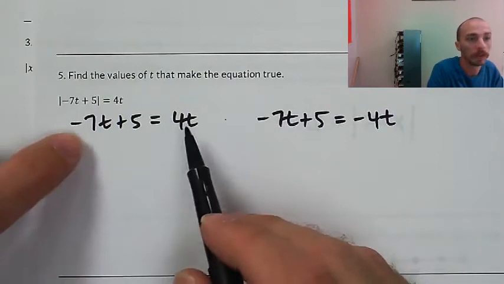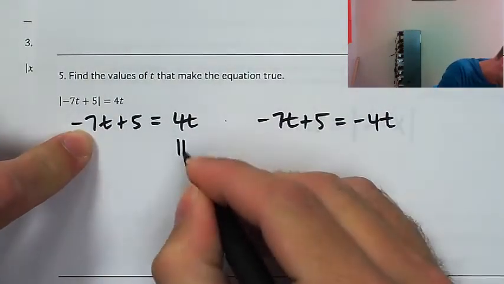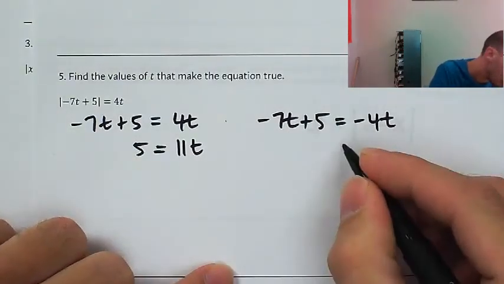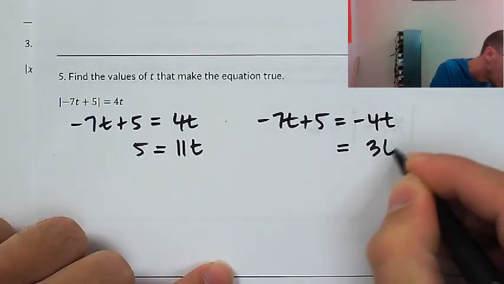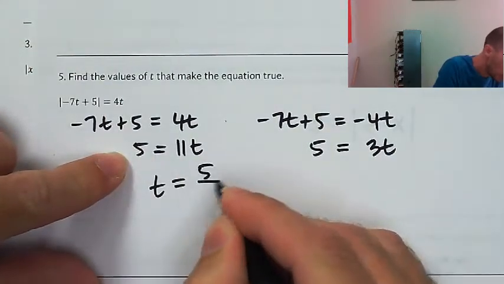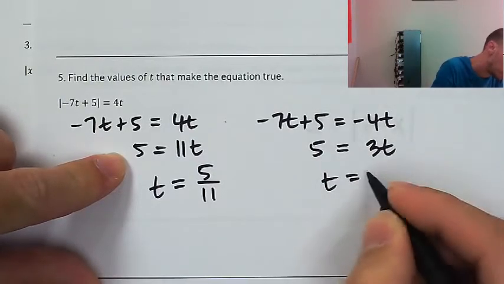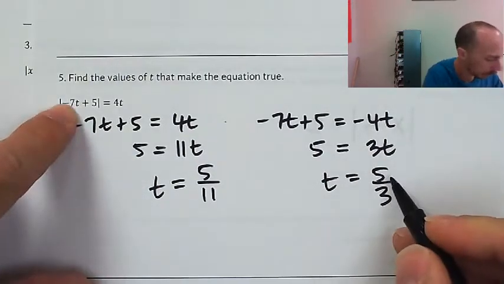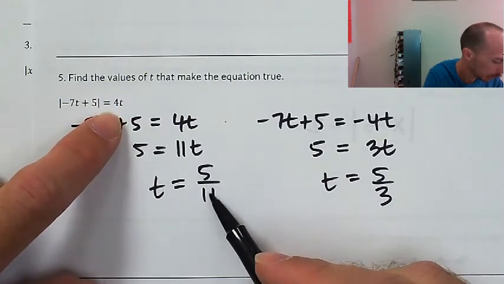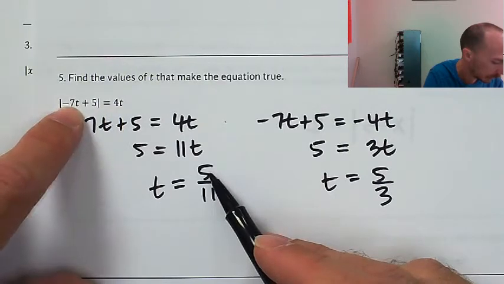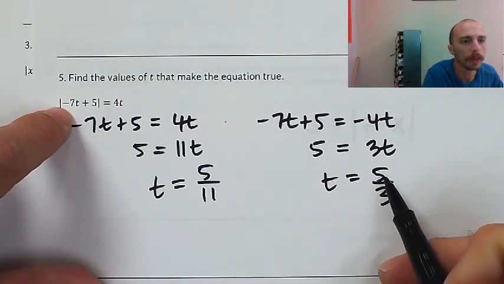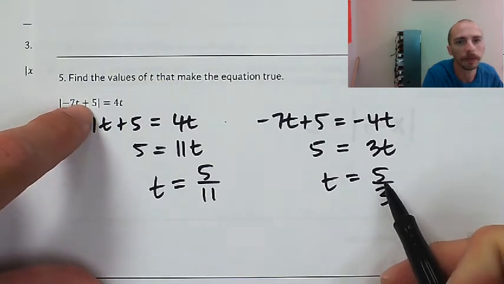All right, so in this case, I think I'm going to add 7t to both sides. And I guess I'll add 7t over here as well. And that would be positive 3t equaling 5. And so t will be 5 divided by 11, or t will be 5 divided by 3. And then I'm going to check, and yeah, I can see how that's going to work. 20 over 11, yeah. Same thing, negative 35 thirds plus 15, and then that'd be 20 thirds.